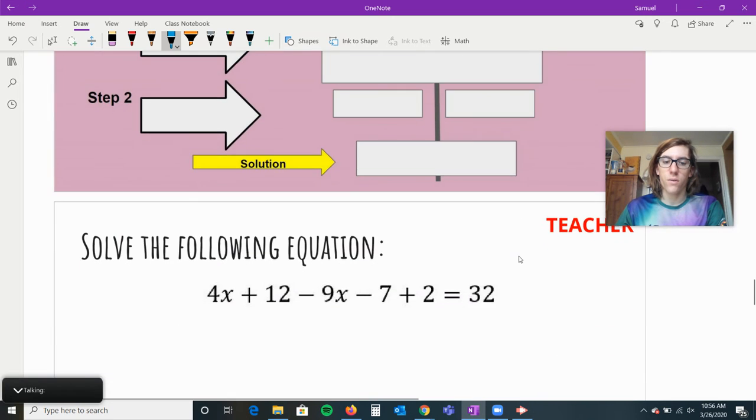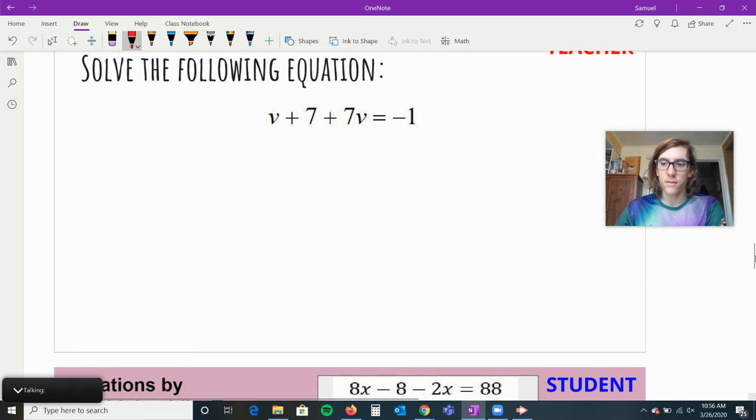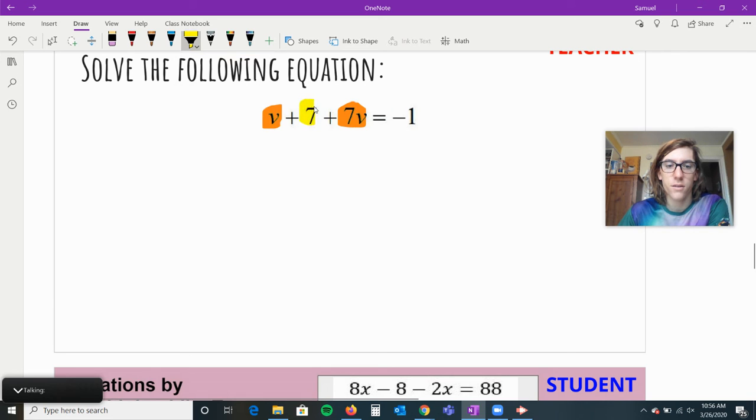All right. So we've got 2 more we're going to do here. We'll see if we can do them together. Okay. All right. Let's see what our like terms are first. We've got a v term here. Got a v term here. Looks like I've got a number term here, numeric term or a constant, and another constant here. Those are my like terms, so I better combine them if I can.